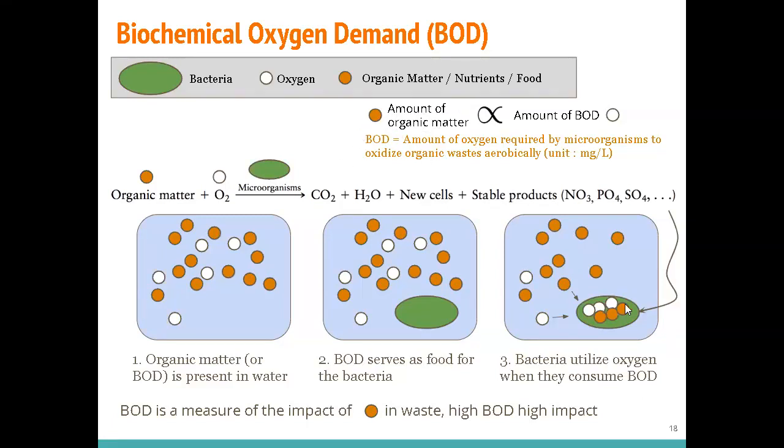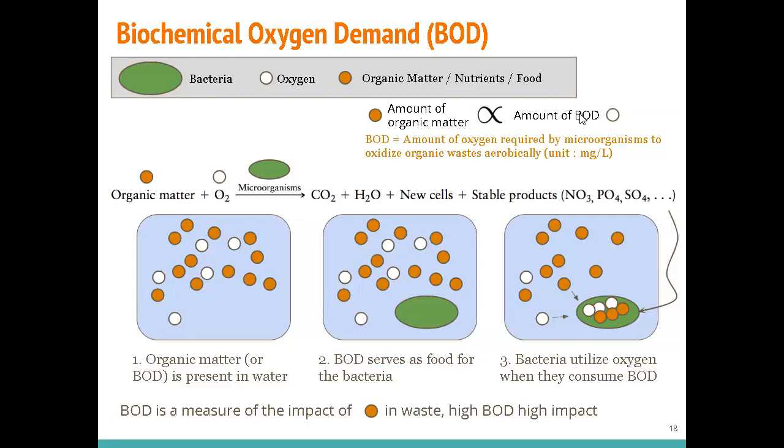Because every time they digest the food, they need oxygen. You can count the number of oxygen inside and guess how much organic matter is in the water body. So we believe that they are proportional to each other, these two. The white dots are the thing we can measure, and the brown dots are the thing we are interested in. So that's why we call the organic matter biochemical oxygen demand, BOD.